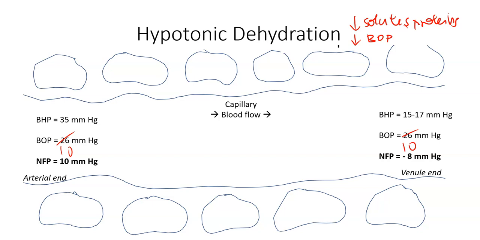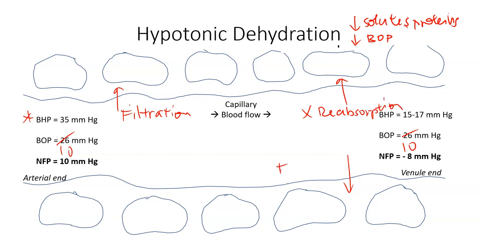So normally at the venous end of the capillary, we are filtering fluids out. Can we still do that? Absolutely. That hydrostatic pressure is still high enough for us to force fluids out of the capillary. At the venous end of the capillary, which pressure is typically responsible for reabsorbing fluids? Normally it's BOP, but notice BOP is now lower than BHP. So we're unable to pull fluids in, we're just able to force fluids out. So there is no reabsorption here. We're only doing filtration.